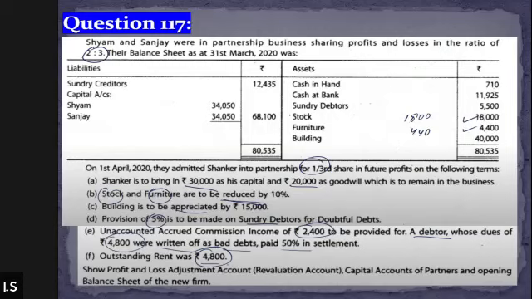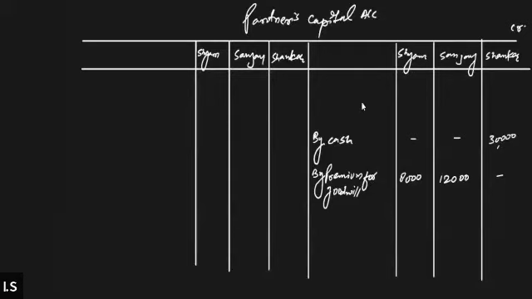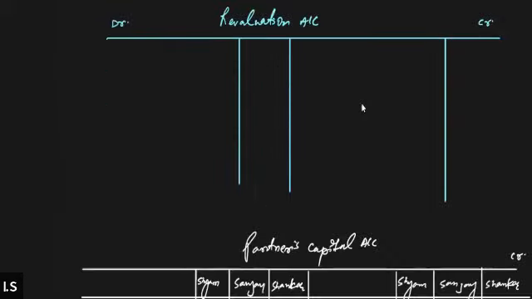So we'll go to the revaluation account this time. And since the value of the assets is decreasing, we will go to the debit side of the revaluation account and write down to stock. Stock is reducing by 10%, and 10% of 18,000 is 1,800. And the value of furniture is also reducing by 10%. 10% of 4,400 is 440. All right. So this will be the treatment of the reduction in the value of the stock and furniture.